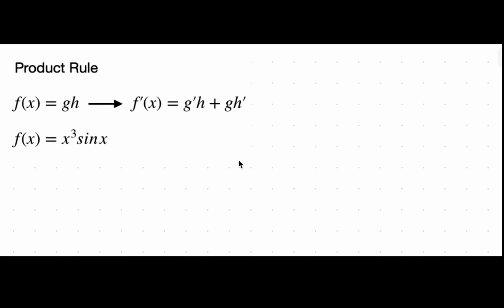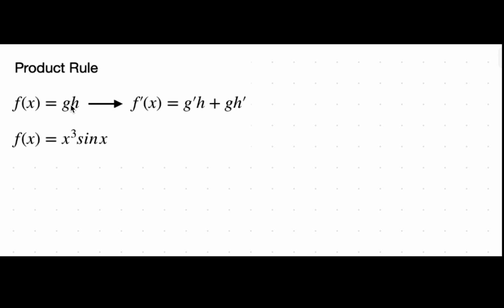So for this video, we're going to discuss the product rule. The product rule can be used if you have two functions multiplied by each other and you're trying to find the derivative of that function as a whole. So let's say we're going to try to find the derivative of g times h.